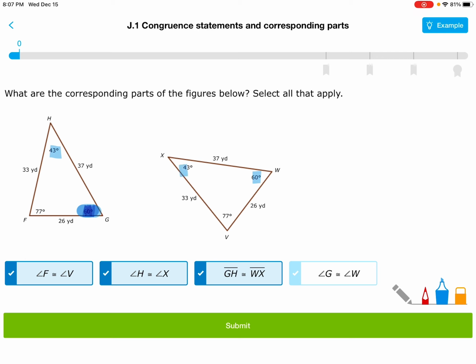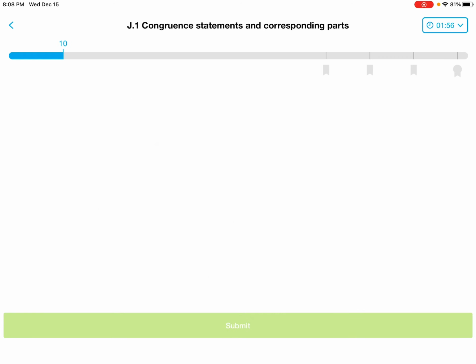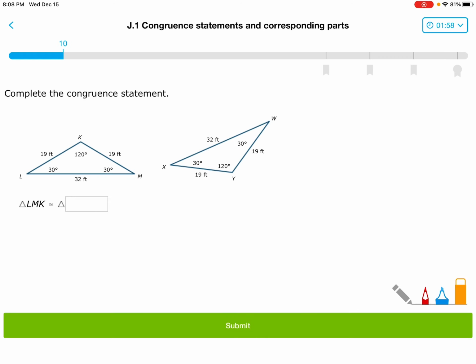And as it turns out, for this particular question, when we go to our last one and ask, hey, is angle G congruent to angle W? They both got 60s in them. Yeah, these select all that apply questions, you can totally have all four of them be right. That's fine. These kind of questions, however, you just have to be very careful about the order that you will say these letters.